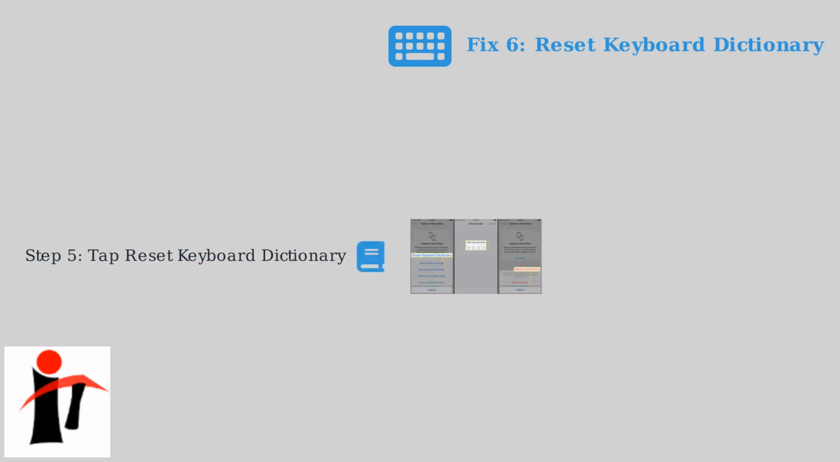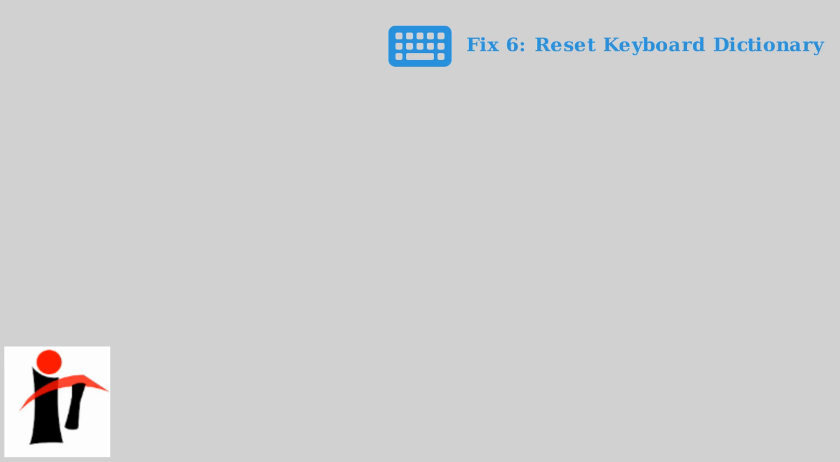From the reset options, select Reset Keyboard Dictionary. This will clear learned words and shortcuts. Confirm your action when prompted. The device will restart and apply the changes. After the reset, your keyboard dictionary will be cleared, and you may need to re-enter common words. This can resolve Genmoji issues caused by corrupted settings.